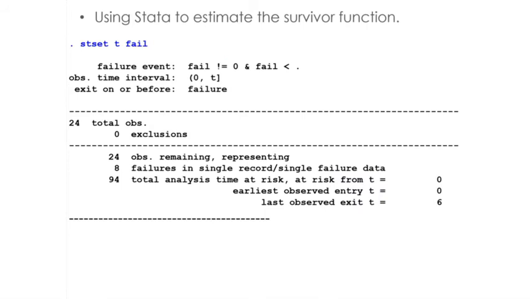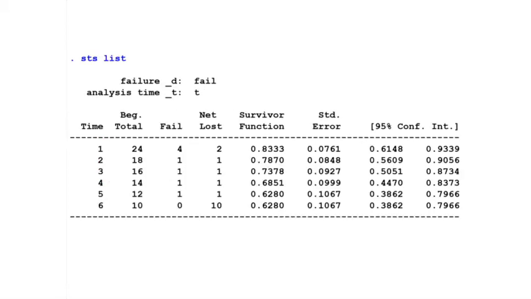And through the magic of statistical software, we can set this up and we can ask what are the survivor characteristics of this population. And it says, well, we had 24 observations, 8 of them failed. 94 is the total analysis time at risk. And then this is our survivor function.